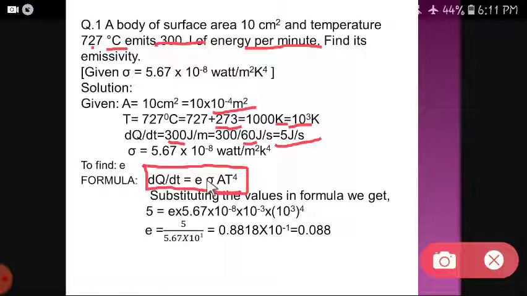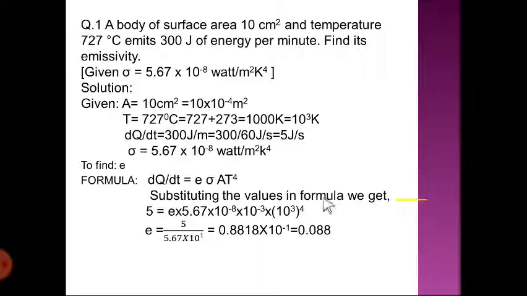All right, so let us write down. By substituting all the values, instead of dQ by dt we put 5, E will be as it is, as we are going to find the value of E, sigma, area and T raised to 4. So we are getting E as 0.088. As the value of E lies between 0 and 1, remember the range of E, you are getting a value in that range. It should be greater than 0 and less than 1. All right, so this is all about this numerical. I hope you got that.